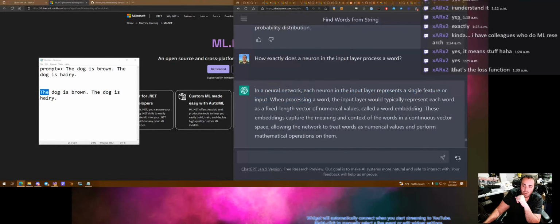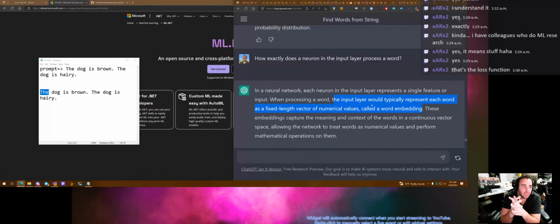When processing a word, the input layer would typically represent each word as a fixed length vector of numerical values called a word embedding. All right. So these embeddings capture the meaning and the context of words in a continuous vector space, allowing the network to treat words as numerical values and perform mathematical operations on them.